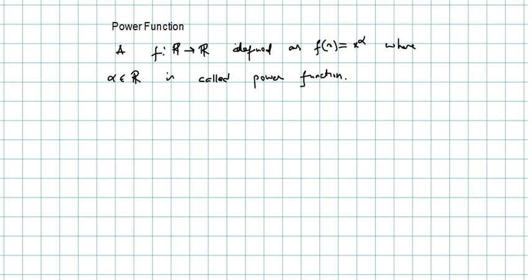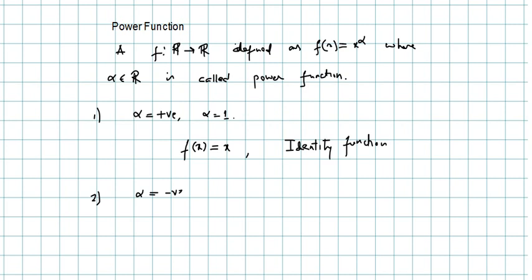Now this function includes three different cases. The first one: when alpha is positive and alpha equals 1, then f of x is equal to x, which we have already learned is called the identity function. The second case: alpha positive and alpha greater than 1.